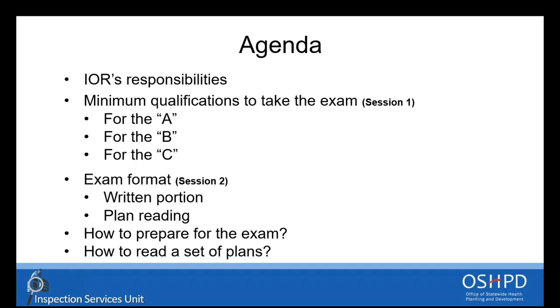Section 2 is the exam format. There are two exams for Class A and B: the written portion, which is the code questions, and then the plan reading section, how to plan the exams and how to read a set of plans. We will go over that quickly because that's an individual commitment to gain and retain the knowledge by yourself.